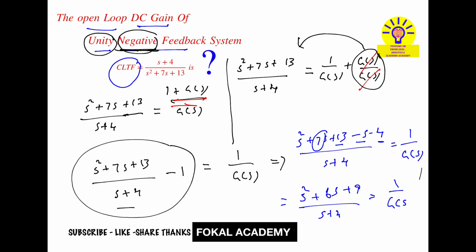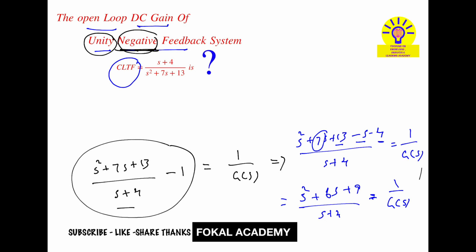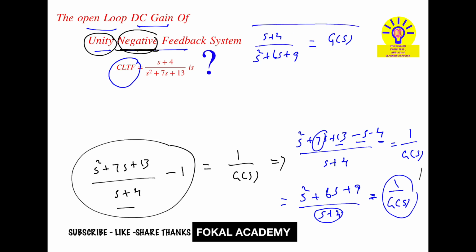But here we want G(s). Now apply the inverse on both sides. Then we get (s + 4) upon (s square + 6s + 9), that's equal to, so 1 by G(s) becomes G(s). So this is G(s), nothing but the open loop transfer function. For this open loop transfer function, now how can you find the gain? This is the required question. Now how can you find the gain?